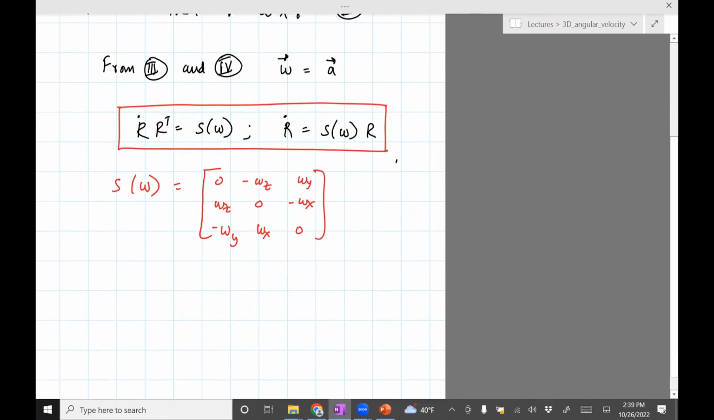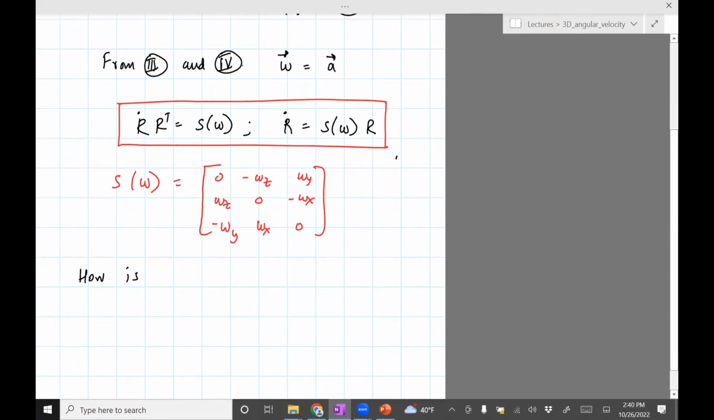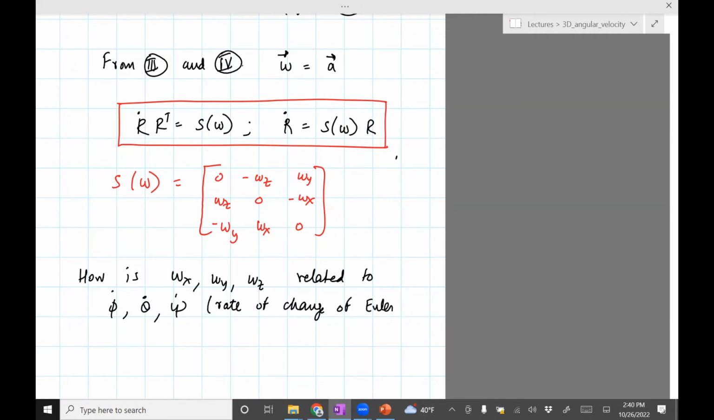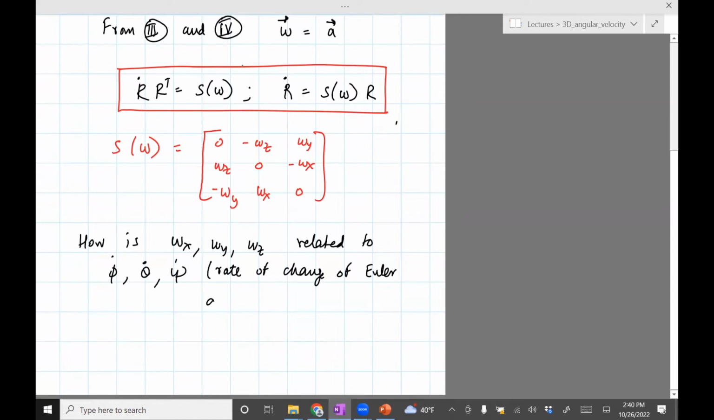So how are omega x, omega y, omega z related to phi dot, theta dot, psi dot, the rates of change of Euler angles? We'll do that next.